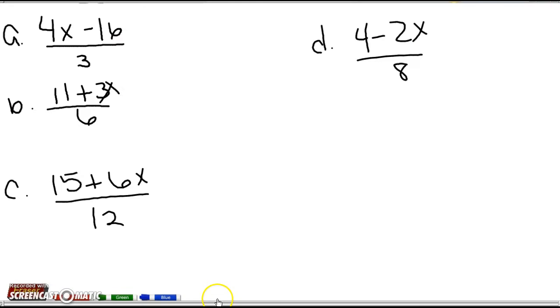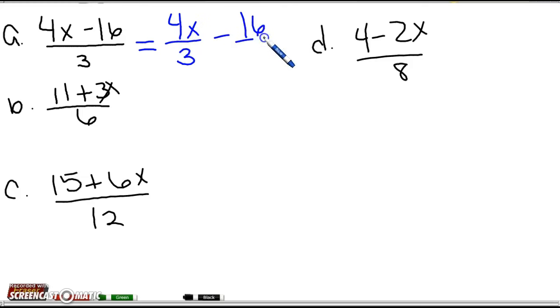So let's do it. For the first one, each term is just going to be over the denominator that I have. So I have 4x over 3 minus 16 over 3. Now you can leave it like that, or I can change it to mixed numbers. We can leave it as improper right now.